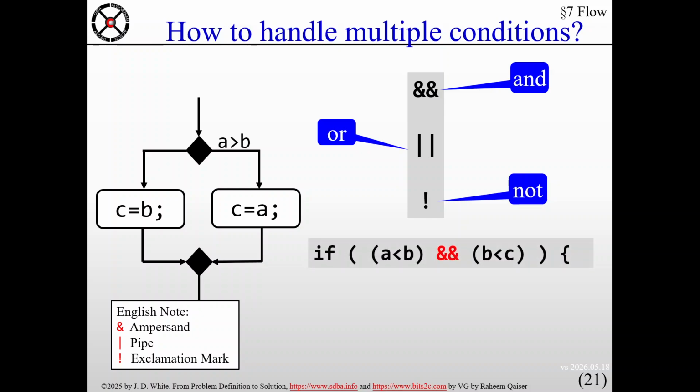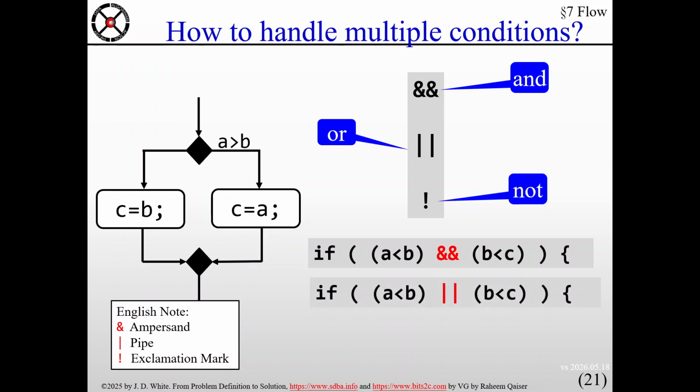if A is less than B and B is less than C, that's a condition. So it checks, is A less than B, true or false? If it's true, it will then check if B is less than C. If B is less than C, true and true. Of course, if it first finds A is less than B is false, it won't bother checking the rest because it already knows something's false. Once one thing is false, it won't check anything else.